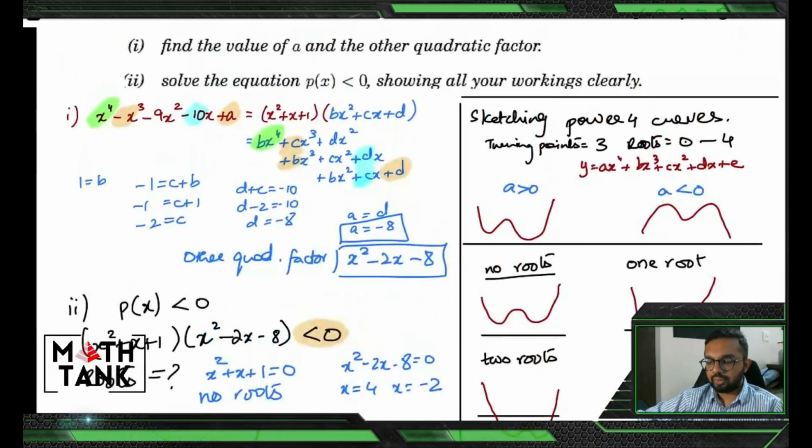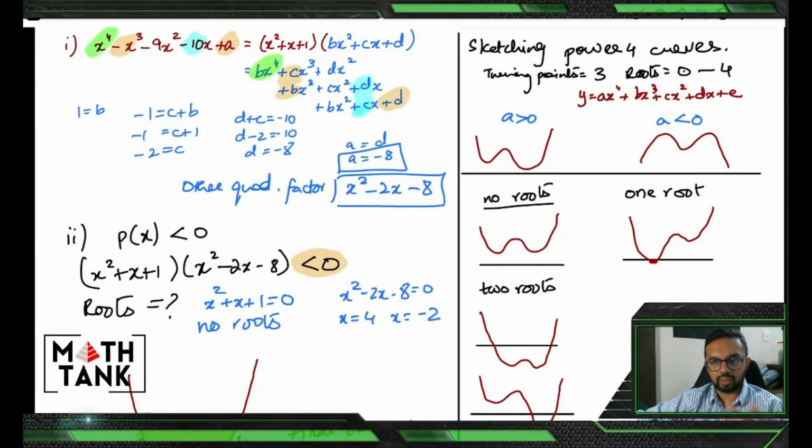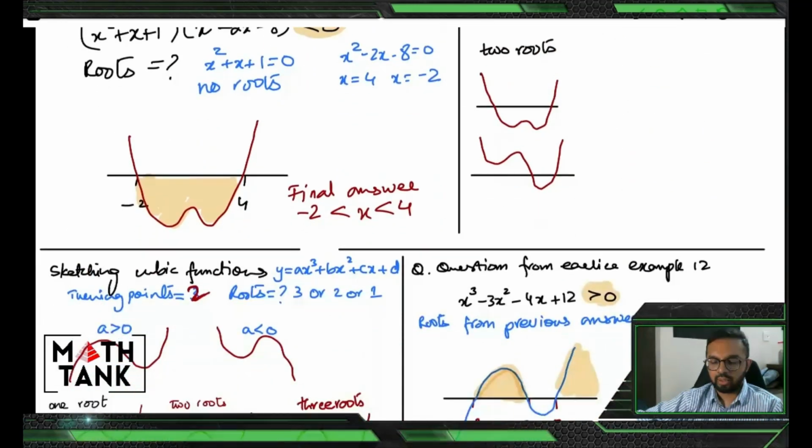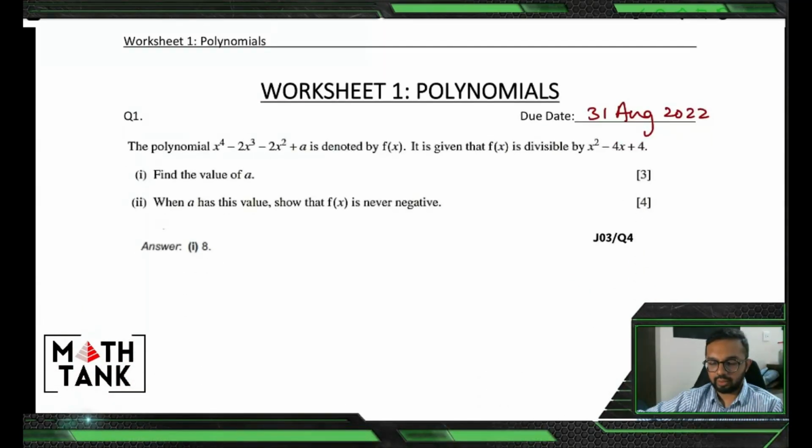Then you also need to know graphs of power 4 curves, that they look like that. When do they look like what? That's something that you need to know. Okay, that's the end of this chapter. That's usually a 2-mark question where you have an inequality.